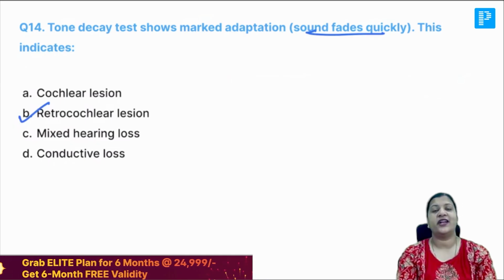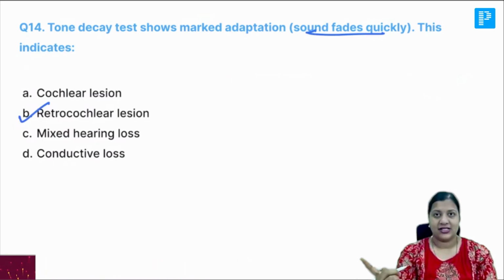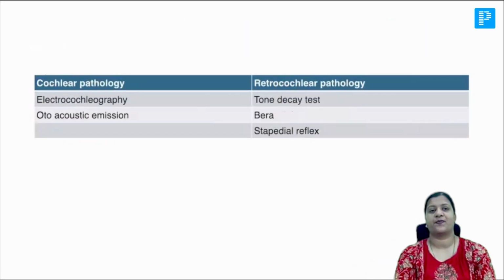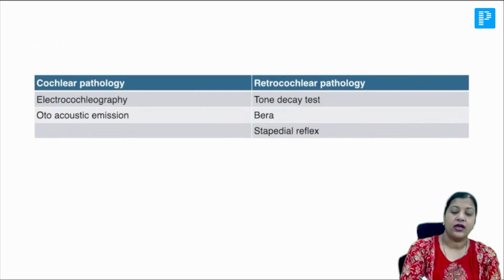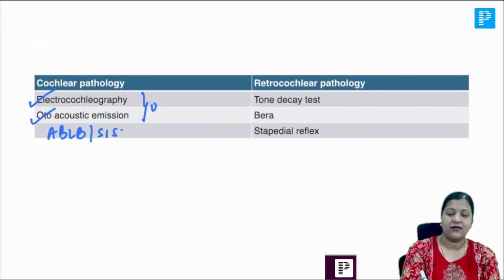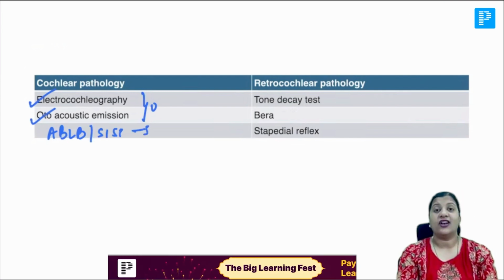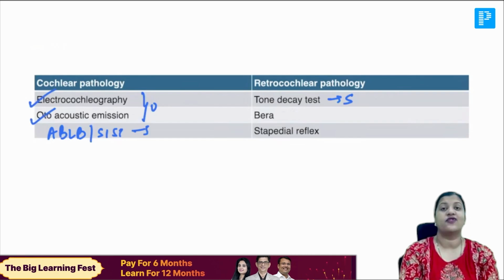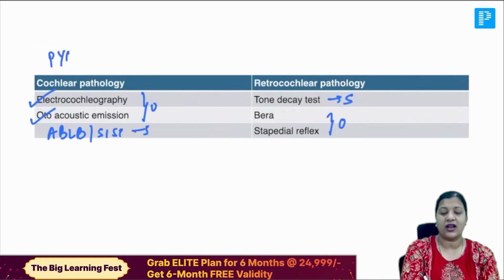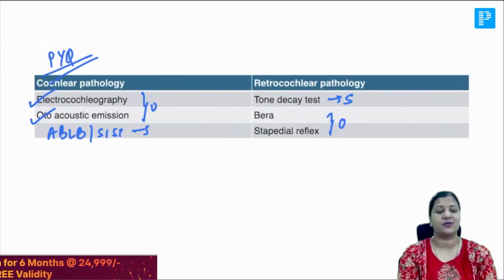For cochlear pathology, we do alternate binaural loudness balance test. We can do otoacoustic emission. We can do SISI. These are all the tests that we do for cochlear pathways. So for cochlear pathways, we can do electrocochleography and otoacoustic emission, which are your objective tests. And if you think of subjective tests, ABLB and SISI can be done. For retrocochlear pathway, you can do tone decay test, which is your subjective test, BERA and stapedial reflex, which are your objective tests. And again, you can have a lot of MCQ combinations coming from this particular slide.